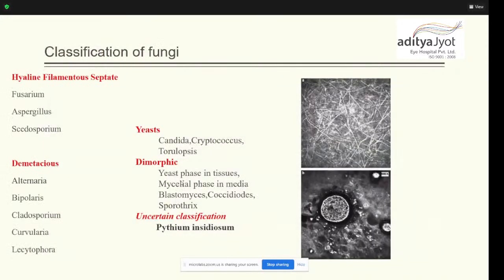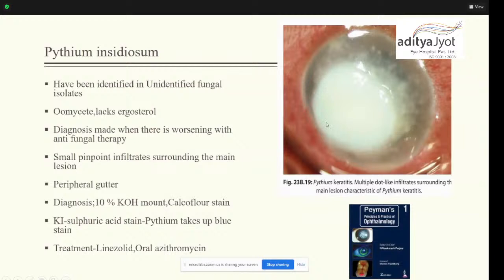So the classification of fungi, I think the rest of it you must be knowing. What is important is the uncertain classification of Pythium, Pythium insidiosum. So what are the features of Pythium insidiosum? It comes from the unidentified fungal isolates. It's an oomycete. It lacks ergosterol, and that's why the usual antifungals do not work against it.